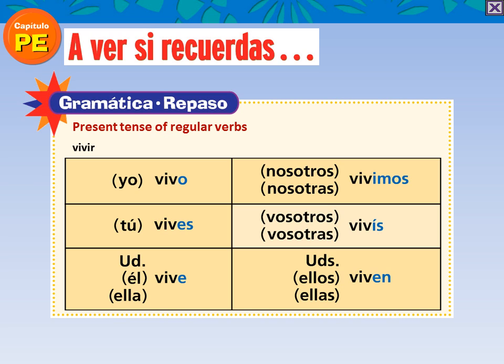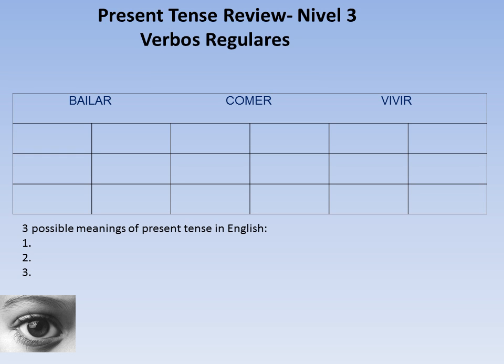So if we go to the next slide, this is where we're going to have you write it down. This chart right here should look exactly like the chart that you were given as homework to fill in. Today we are only filling in the part that has the regular AR, ER, and IR verbs. The other ones we will get to throughout the next week or two.